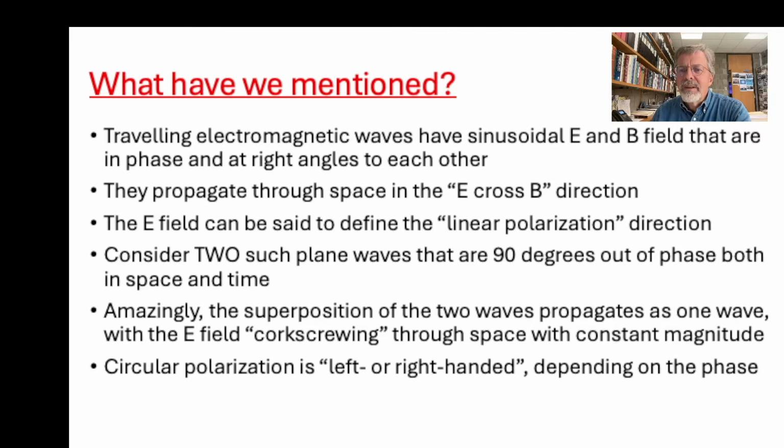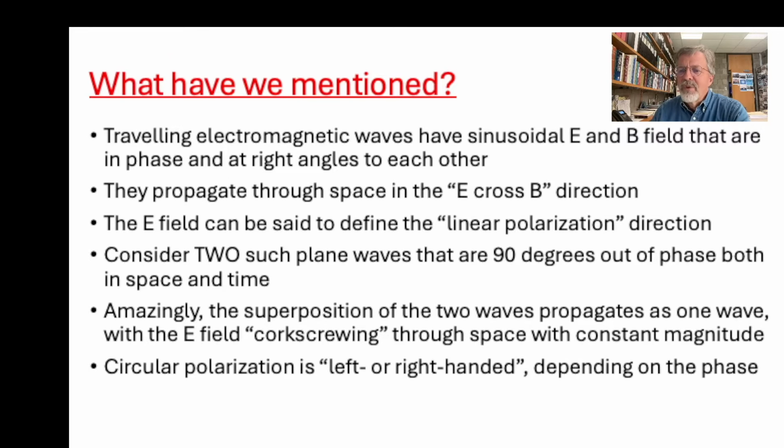The traveling electromagnetic waves are sinusoidal, and the electric and magnetic fields are in phase and at right angles to each other, and they propagate in the E cross B direction, as you learn in E&M class, right? So if the electric field is oscillating in one plane, that defines the plane, or in a sense the direction of the linear polarization. And then we consider two such plane waves that are 90 degrees out of phase with each other in both space and time, and amazingly the superposition of the two waves.